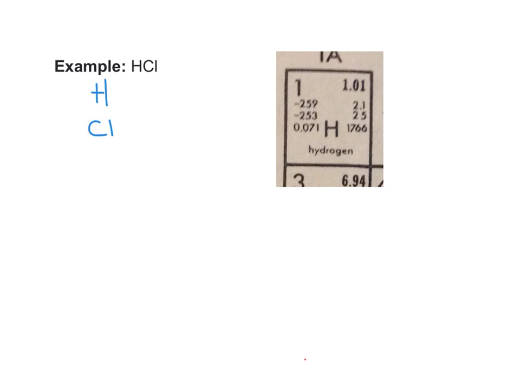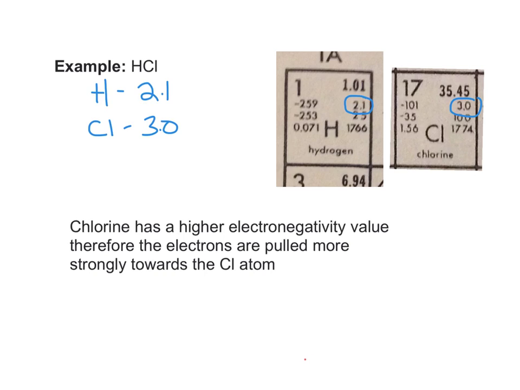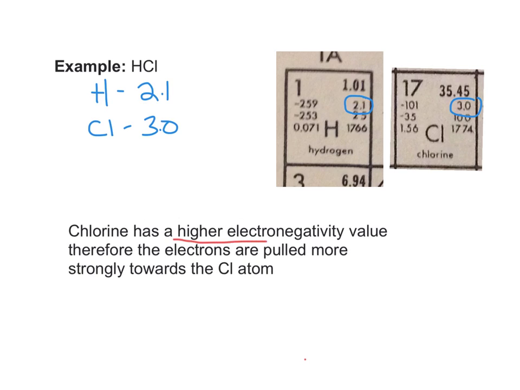So everywhere on the periodic table, in every box, right below the atomic mass is the electronegativity value for that element. Going back to our example, we need to find our electronegativity values for both hydrogen and chlorine. So looking at your periodic table, your electronegativity value for hydrogen right here is 2.1, and the electronegativity value for chlorine right here is 3.0. So because chlorine has the higher electronegativity value, the electrons are pulled more strongly towards the chlorine atom.